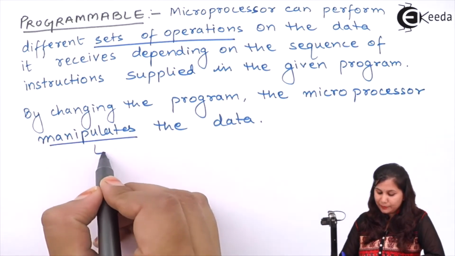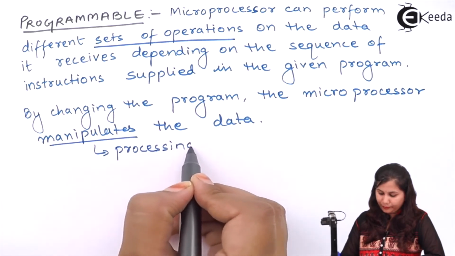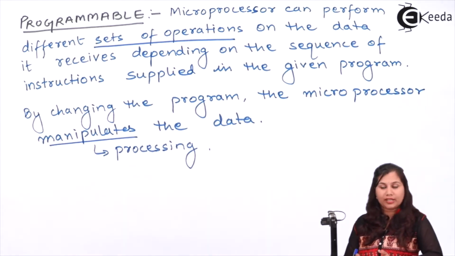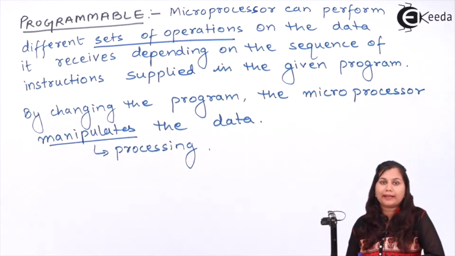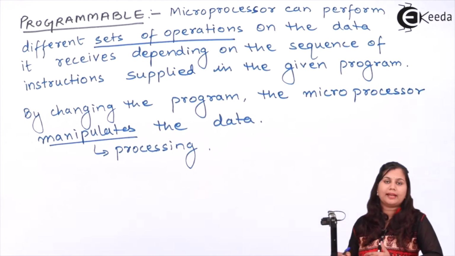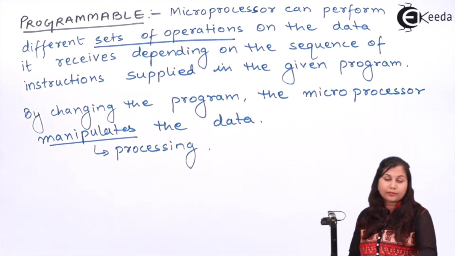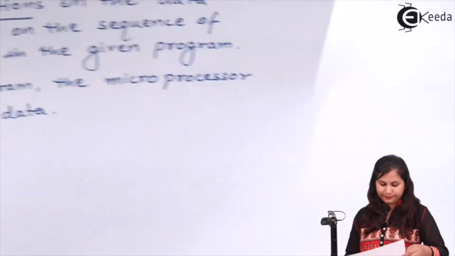Manipulates means it is processing the data. So the microprocessor, by changing the program, manipulates or processes the data according to the program. That is why the microprocessor is called a programmable device, because there are instructions in the program, and according to that program, the microprocessor performs different types of operations. Now the second term was register based.